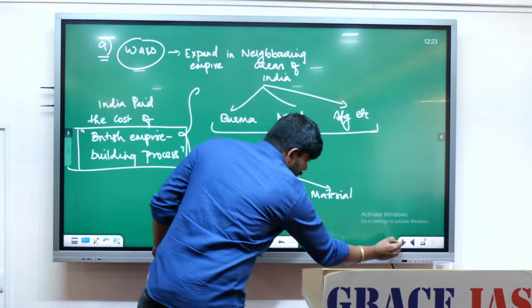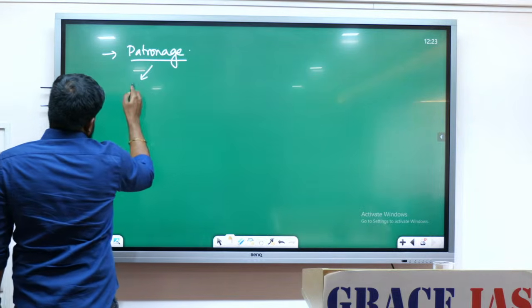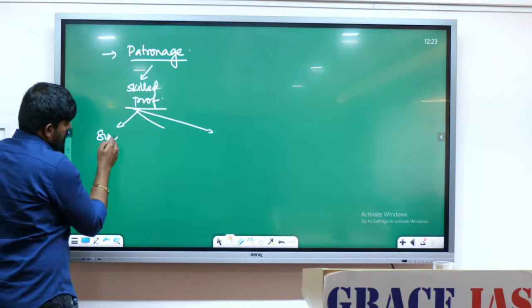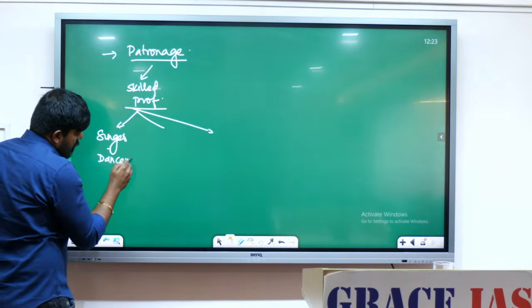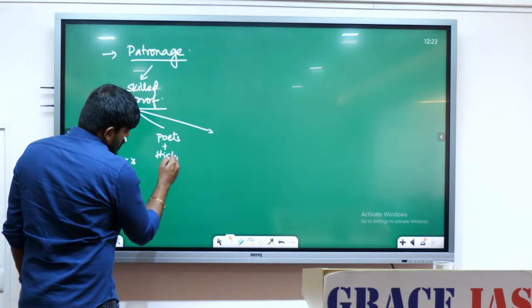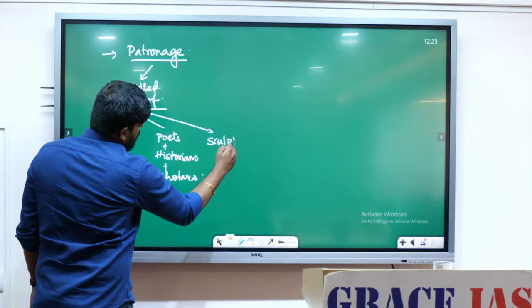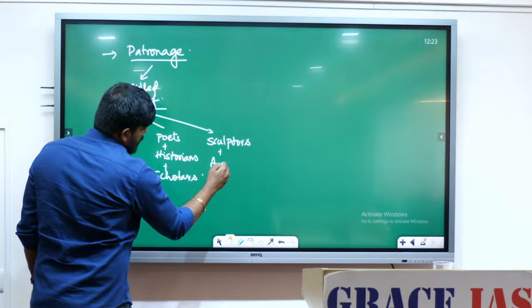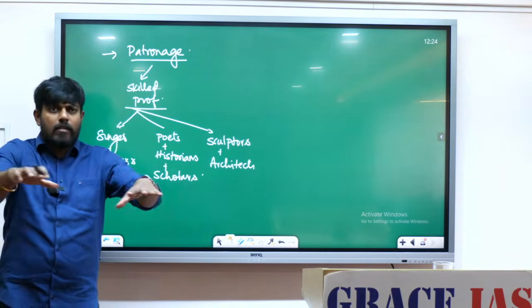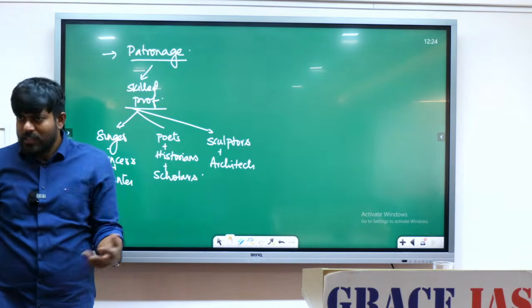So indirectly, a lot of skilled professionals, whether artistic, singers, dancers, painters, etc., or poets, historians, scholars, etc., or sculptors, architects, engineers, they were all employed by the king. They were all patronized by the king because king had complete control over the resources, territory, everything. He was all powerful in his area. Whenever king wanted entertainment, he would ask someone to sing, someone to dance. So there were a lot of people for that.